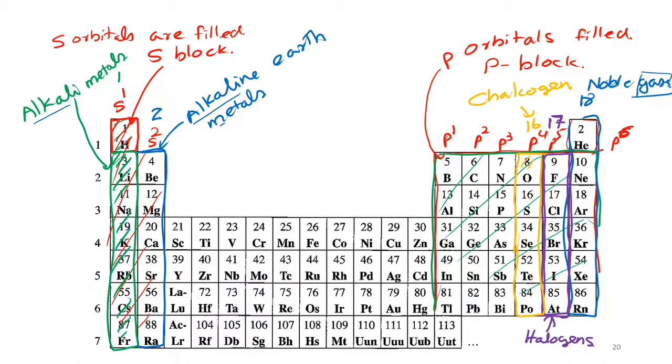Now, these are some names, vocabulary that you need to get familiar with. If they say chalcogens, you need to know what they're talking about. Alkaline earth metals, you need to know which group number we are talking about. So be familiar with the terms.